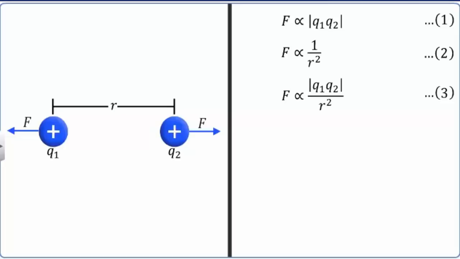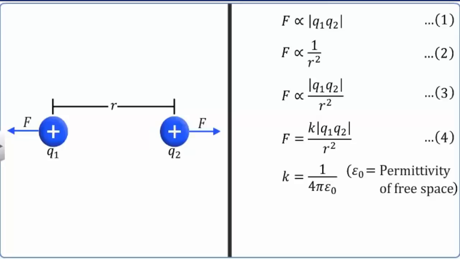A constant of proportionality k is used to get the equation F is equal to k Q1 Q2 by r square. Let this be equation 4. If the charges are separated in free space, that is, air or vacuum, the value of the constant k is equal to 1 by 4 pi epsilon naught, where epsilon naught is called permittivity of free space. Thus, the electrostatic force F is equal to 1 by 4 pi epsilon naught Q1 Q2 by r square.